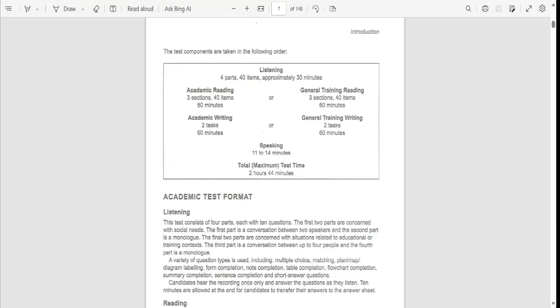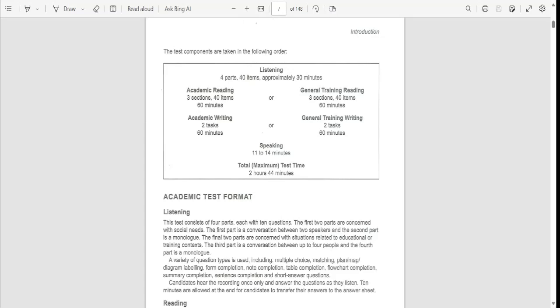After the listening part, you're going to do the reading part. For each module, the reading part is different. For the academic module, you have 3 sections and 40 questions, and you have 1 hour to answer. But the types of readings are different because they are more academic rather than general.